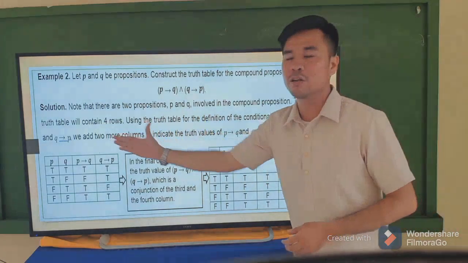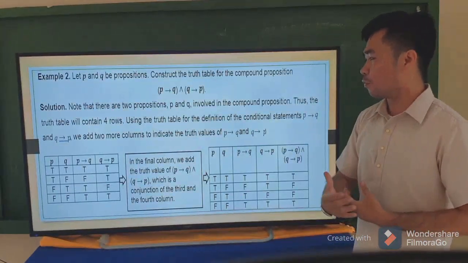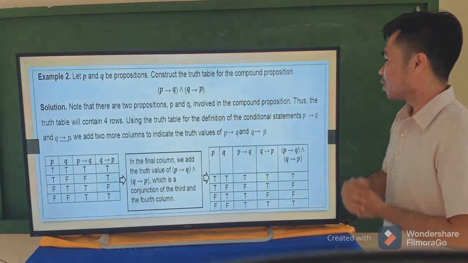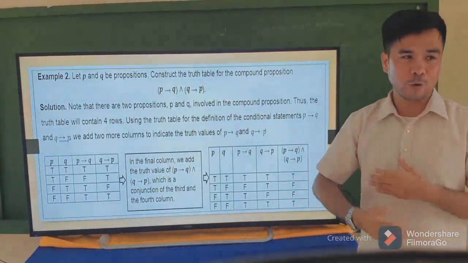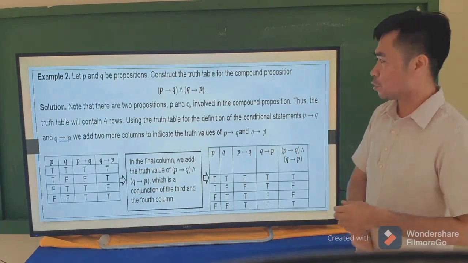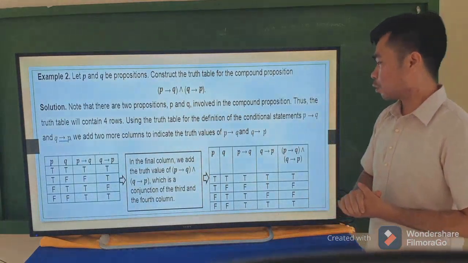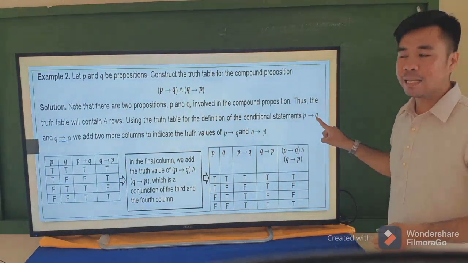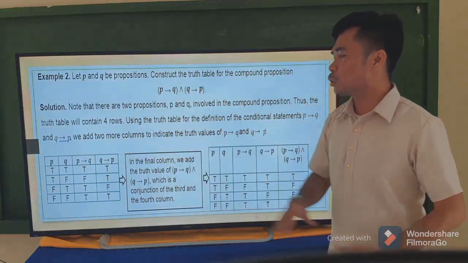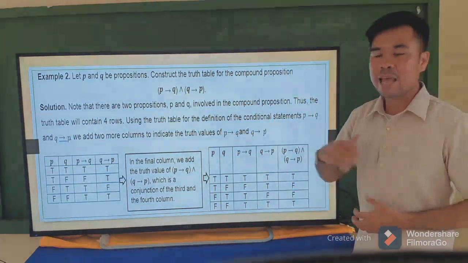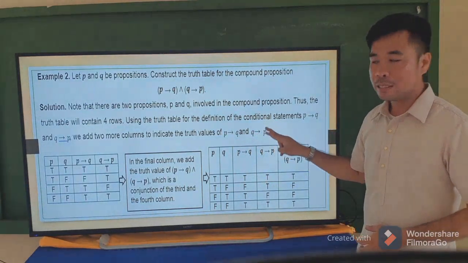Now, for our solution, there are two propositions, the P and Q, which involve a compound proposition. Thus, the truth table will contain 4 rows. So that is very important for us to determine how many rows we are going to prepare. Using the truth table for the definition of the conditional statements P then Q and Q then P, we add 2 more columns to indicate the answer of the value P then Q and Q then P.